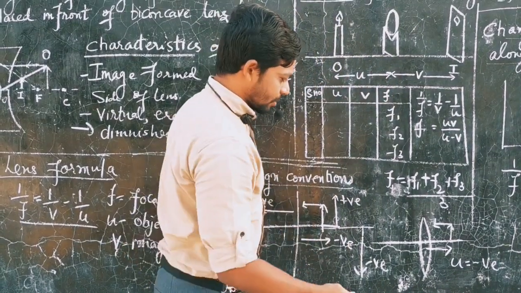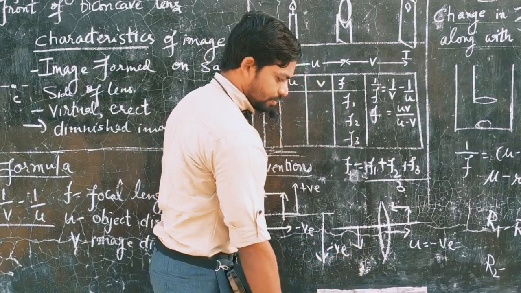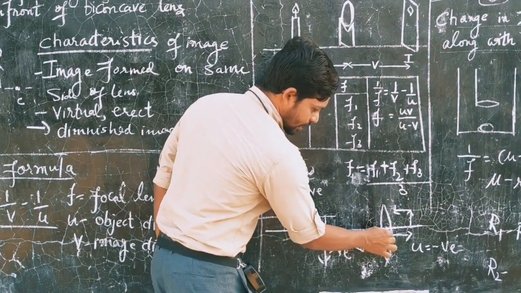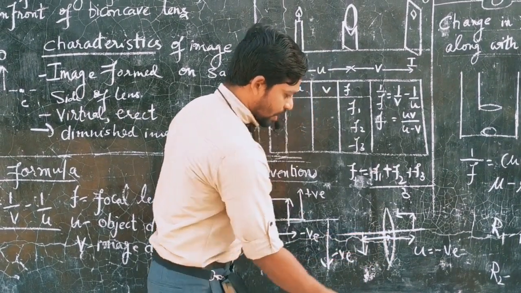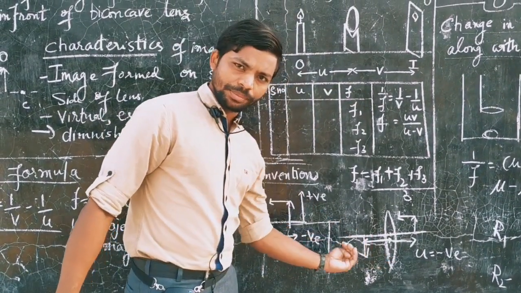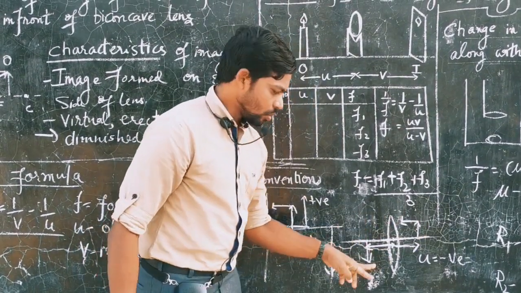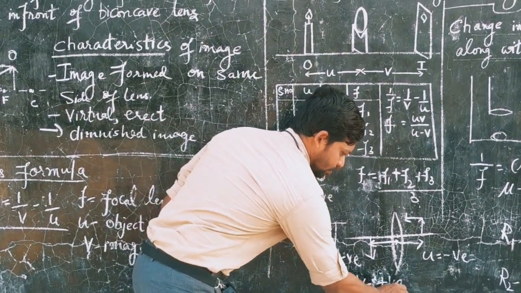If the image of this is formed somewhere here, and we are measuring the image distance in this direction, it started here, and this is the direction of measurement from optic center to image. So it is in the direction of light. So this image distance v will be positive.